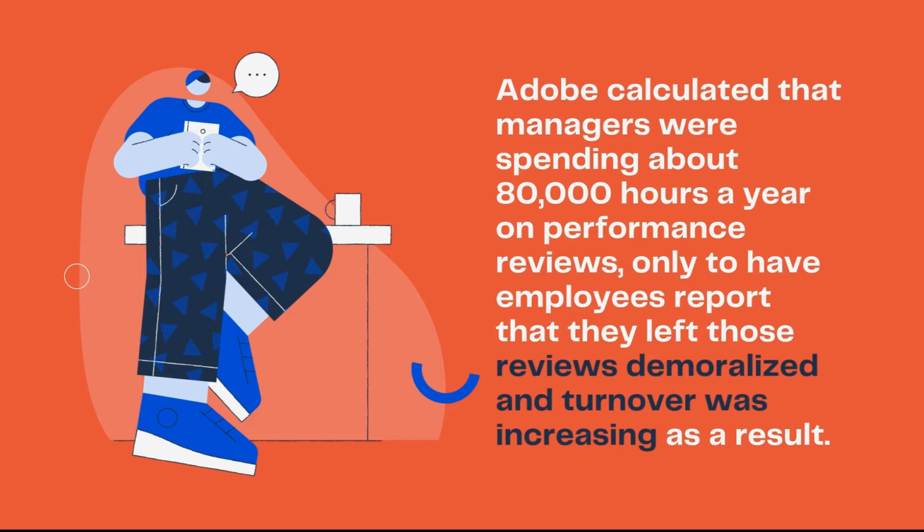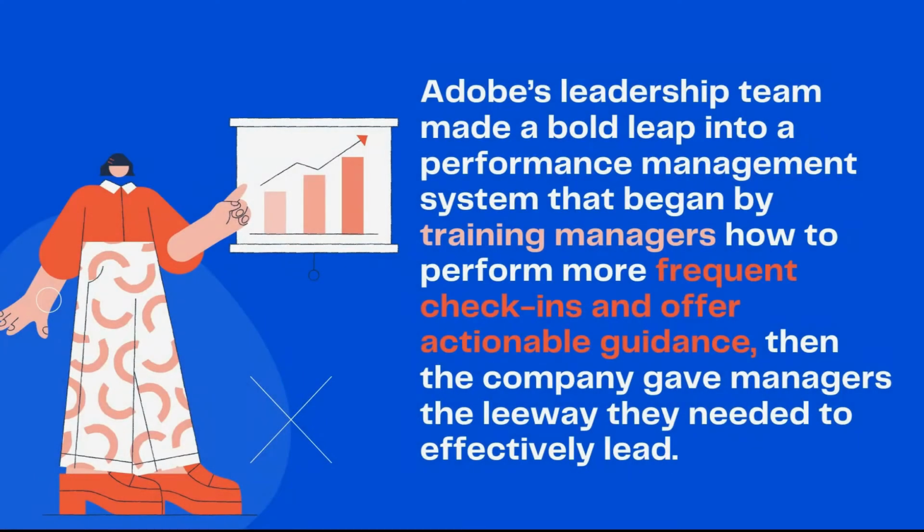Next, Adobe. Adobe calculated that managers were spending about 80,000 hours a year on performance reviews, only to have employees report that they left those reviews demoralized, and turnover was increasing as a result. Seeing a system that only produced negatives, Adobe's leadership team made a bold leap into a performance management system that began by training managers how to perform more frequent check-ins and offer actionable guidance.